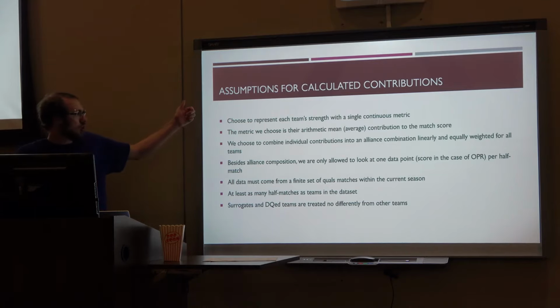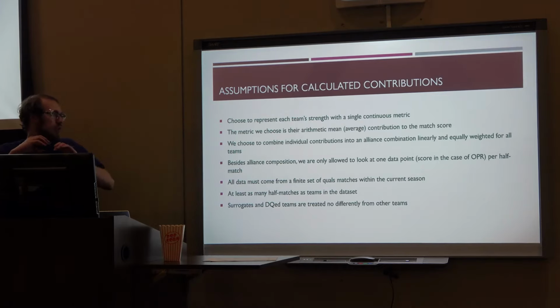We want to represent each team's strength with one single metric. If we can only have one, we'd like something that broadly is an arithmetic mean, or average, of the match score or of whatever data point we're looking at. We're going to combine individual contributions linearly and equally weighted for all teams. There are other ways you could do it, but this is the most straightforward: assume linearity, and assume that every team has equal impact on the match broadly. Not that they have the same calculated contributions, but that no team is worth more or less than one team when they're out on the field.